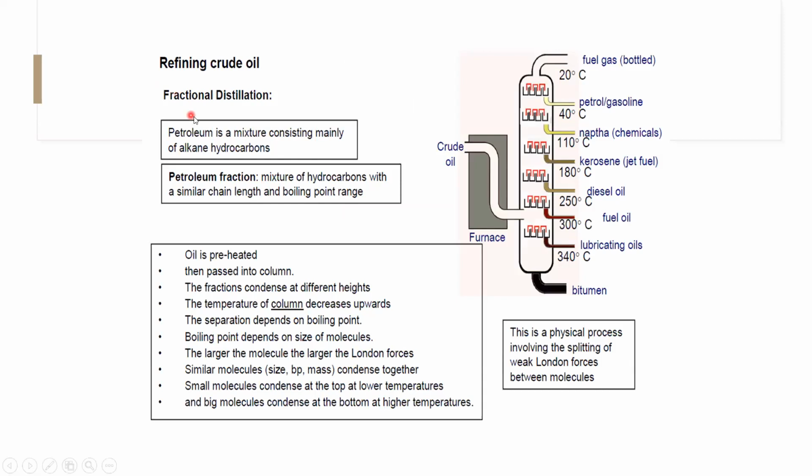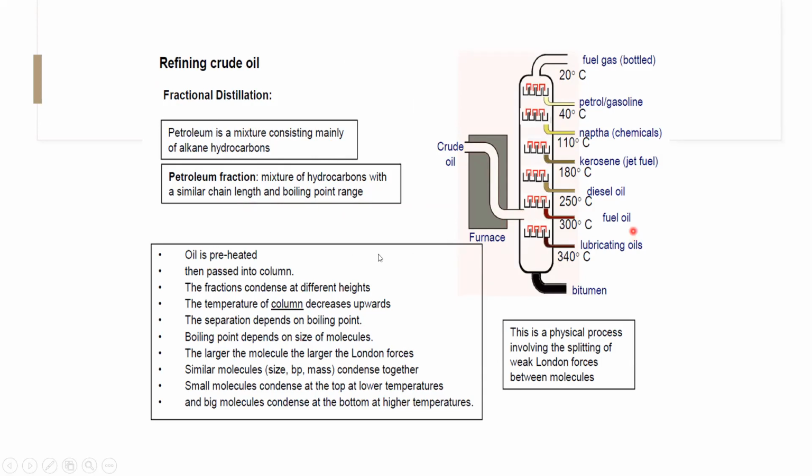So what we do in a fractional distillation, petroleum or crude oil, which have the same meaning, is mainly a mixture of alkanes. So a mixture of hydrocarbons with a similar chain length will have a similar boiling point range. So we add a superheated crude oil into the furnace.